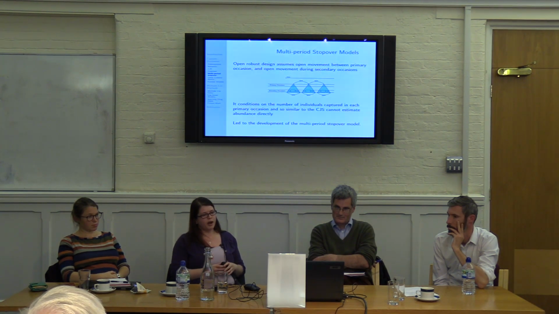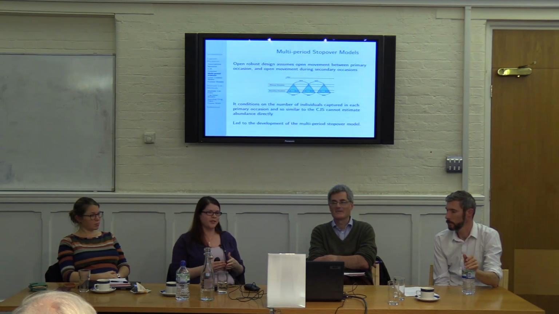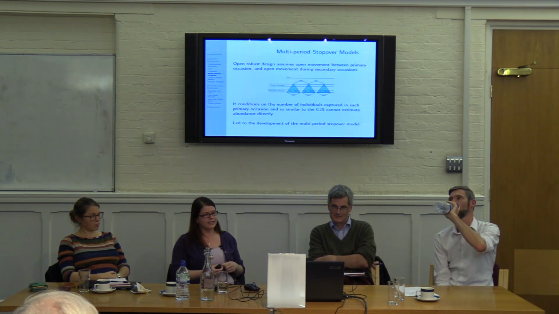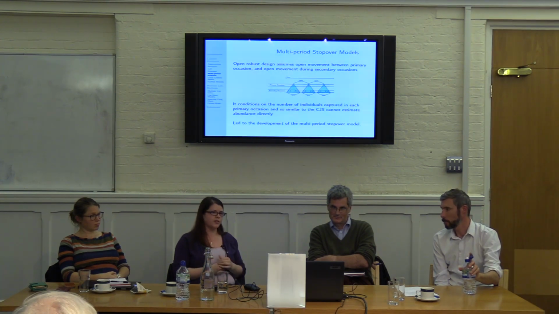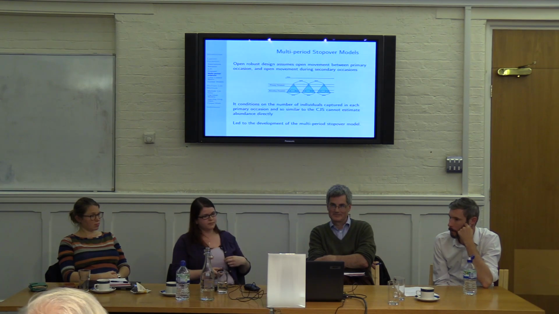Again, open between the primary, but this time it's also open movement during the secondary occasions, so you can have animals coming and going. However, they go back to sort of the CJS approach, and they condition on the number of animals that you see within each primary. So again, they remove this option of getting abundance directly, and you have to resort to other methods, again, like the Horvitz-Thompson style estimators.